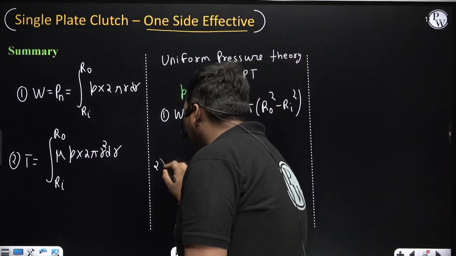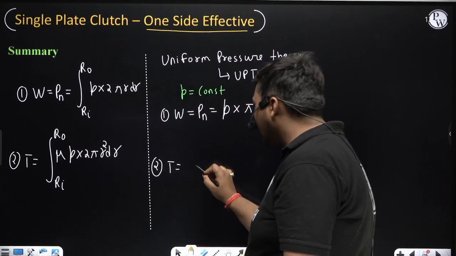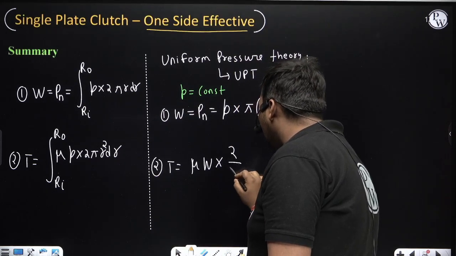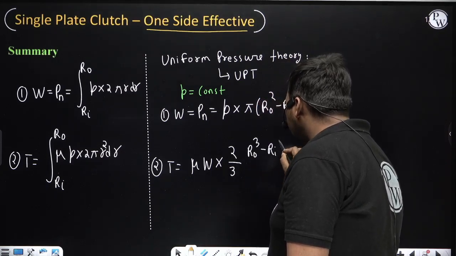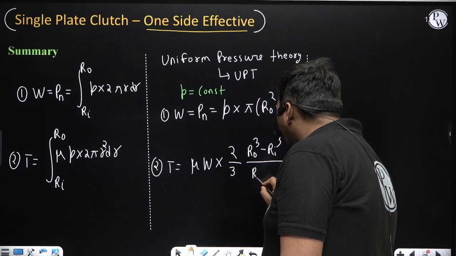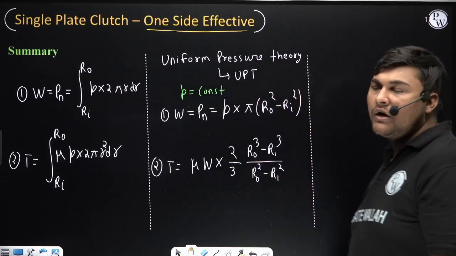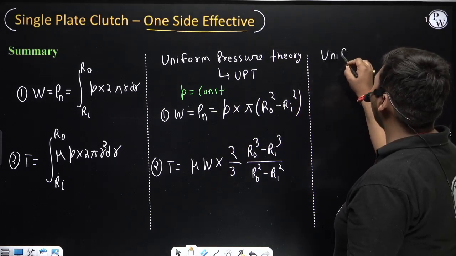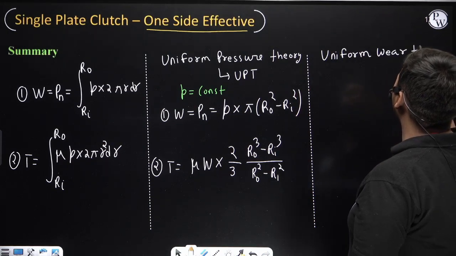The formula to calculate torque transmitted by the clutch, by uniform pressure theory, is mu W into Rm. And the expression of Rm for uniform pressure theory is 2 by 3 into (R naught cubed minus Ri cubed) upon (R naught squared minus Ri squared). Okay. Similarly, the next theory which we have studied is uniform wear theory, that is UWT.